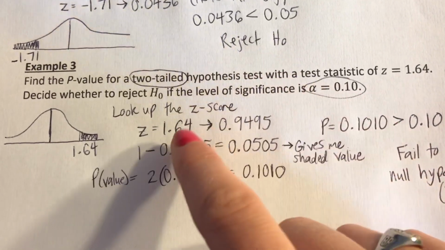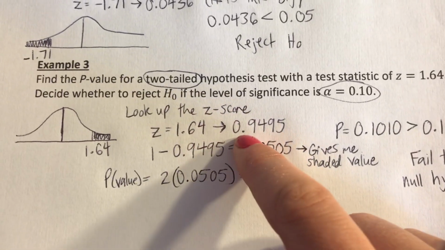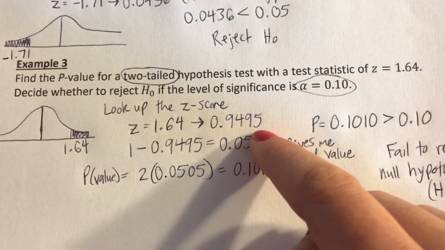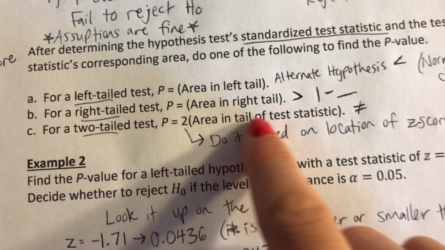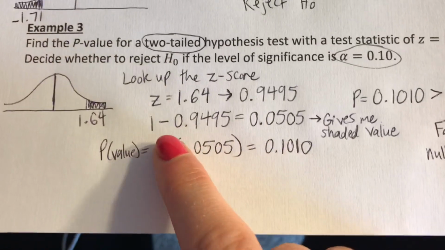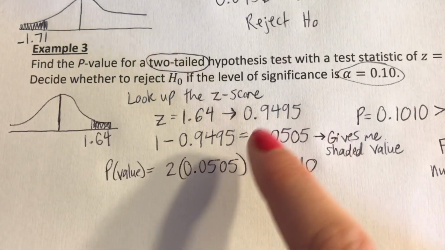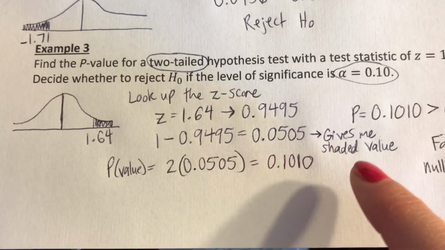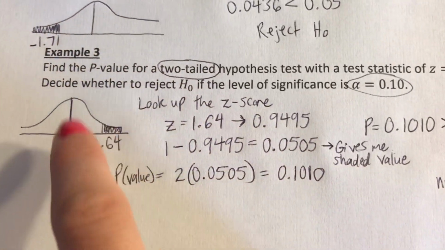All right, so we know that z equals 1.64. We looked that up on the z-score chart, and I got 0.9495. Now, because it is right-tailed, if you notice up here, right-tailed, we have to subtract 1 minus that number. So I do 1 minus the number I got on my z-score. It gives me the shaded region over here.